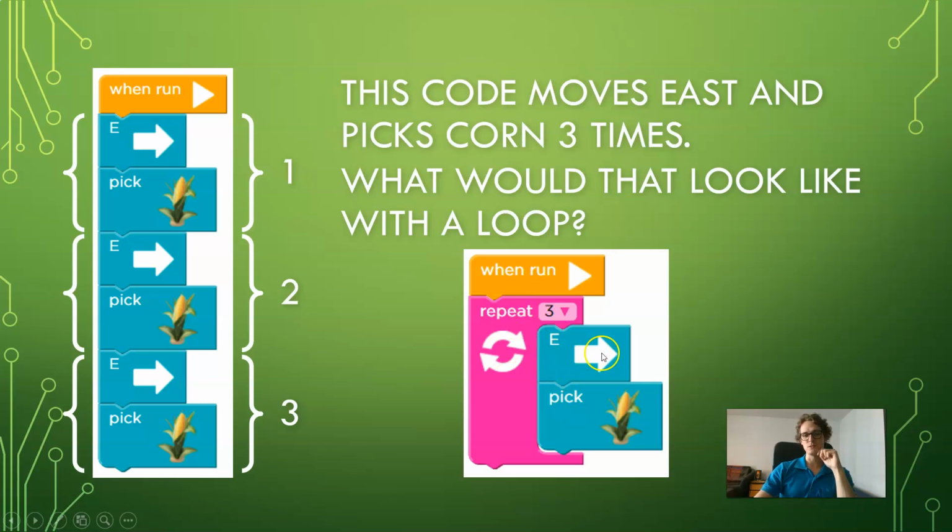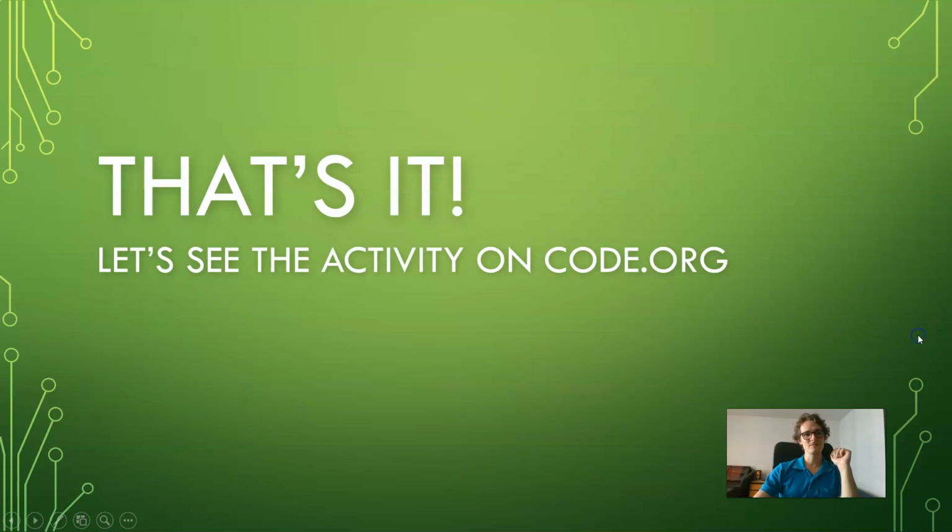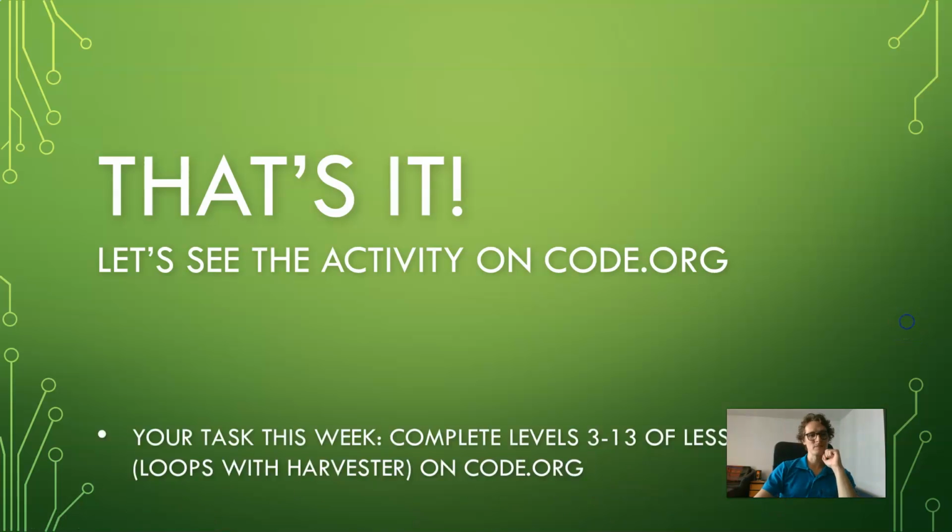So what this loop will do is it will say go east, pick corn, that's 1 time. And then it will go to the top, and then it will say, go east, pick corn, that's 2 times. And then it will go around again and say, go east, pick corn, that's 3 times. And then it will stop. Okay, so it does exactly the same thing as this one, only with a lot less blocks. Okay? That's it. Let's see the activity on code.org.